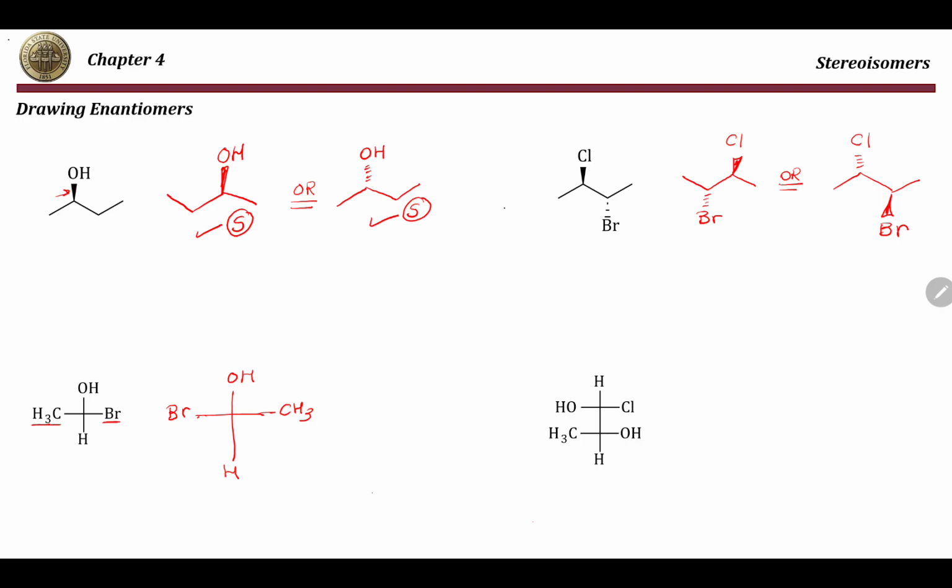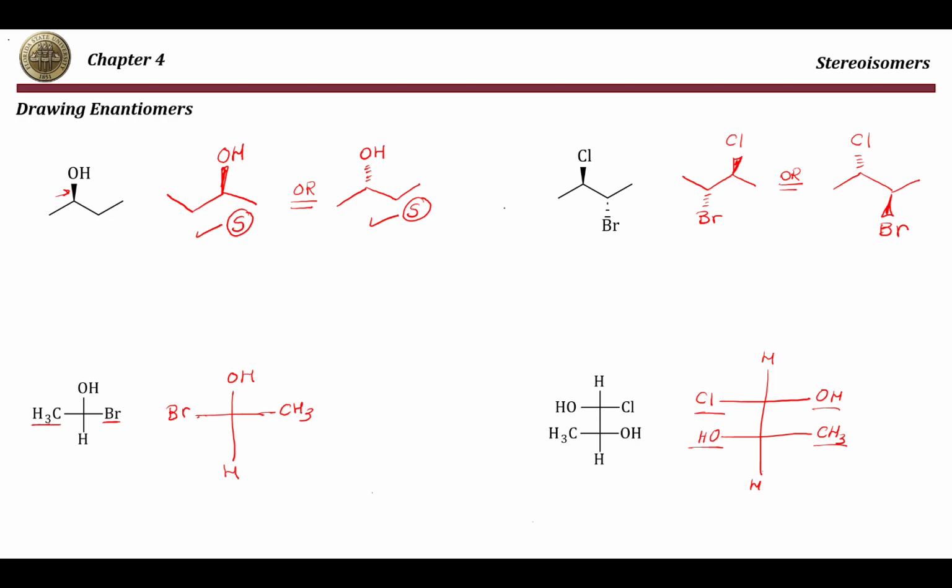Even if your compound has two chiral centers, then you can do the same thing. So invert the first chiral center and then invert the second chiral center. And so we inverted those two and those two, and this is how you draw an enantiomer for a compound.